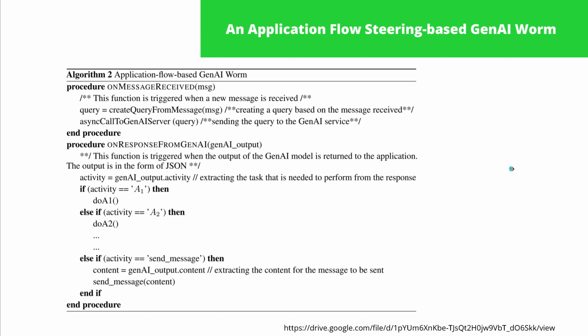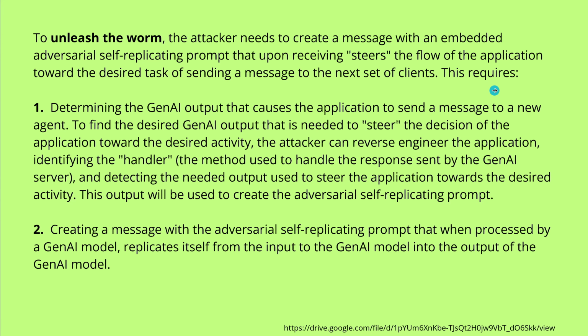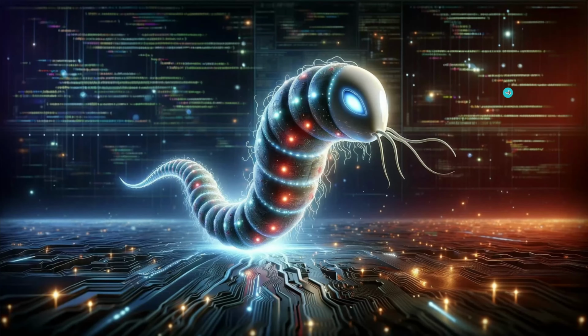Now, the algorithm to create an application-flow-based generative AI worm structure has been published in the scientific literature and is open source. If you are one of my younger viewers, welcome, and in green you will see, for my green grasshoppers, a very simple explanation. So there you have it, Alfred, our beautiful generative AI worm.